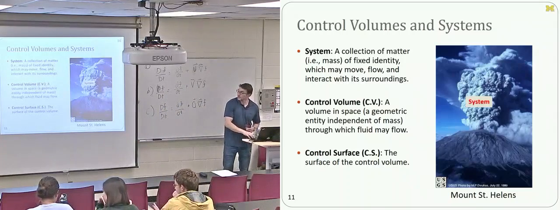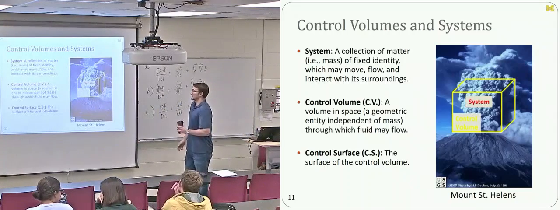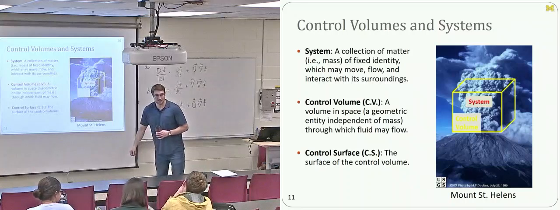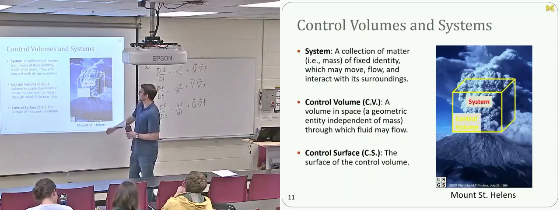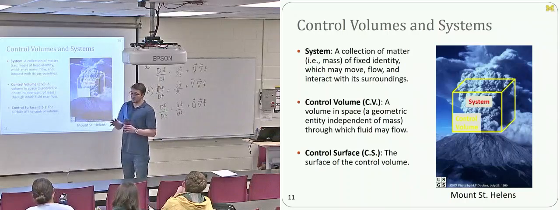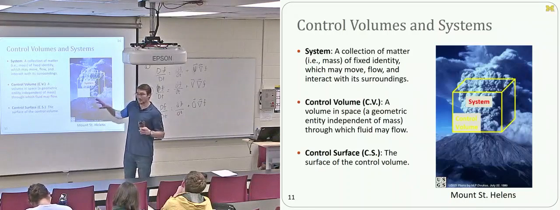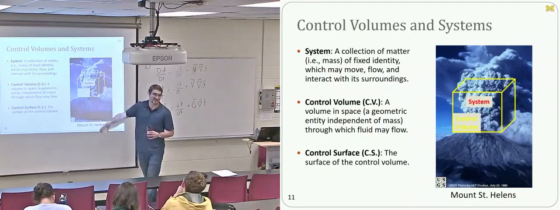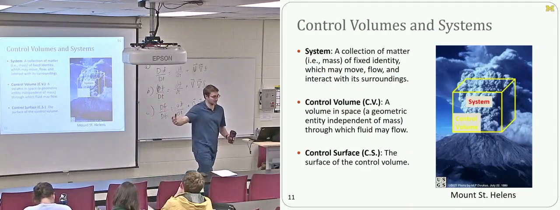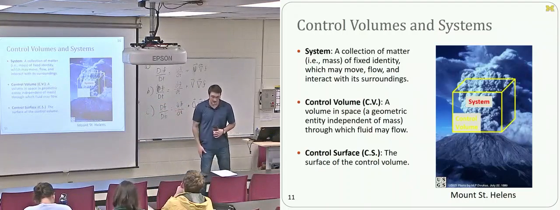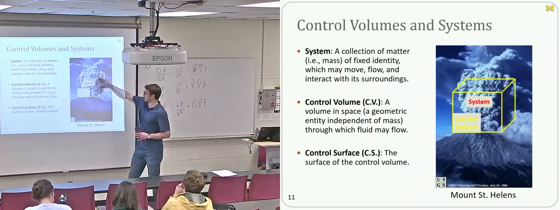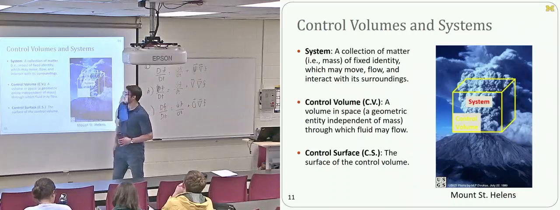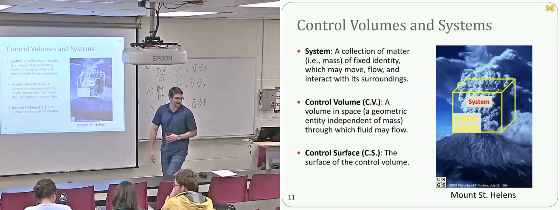Whereas we could say that a control volume is this imaginary box sitting on top of the mountain. So the difference here is that the system can do whatever it wants. The control volume has to stay fixed, and so the particles in a system can flow in and out of a control volume. And they do so by flowing across the surfaces of the control volume, which are appropriately named the control surfaces.